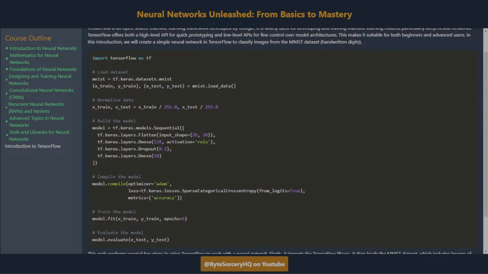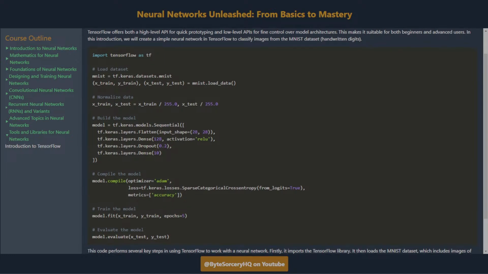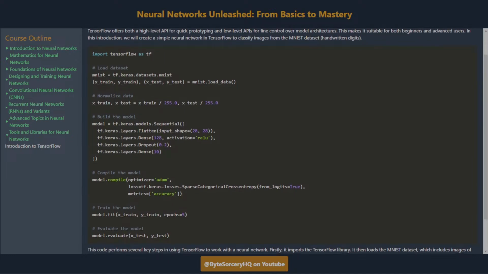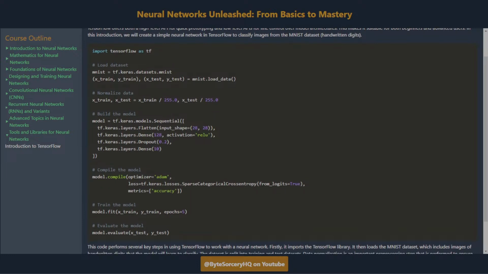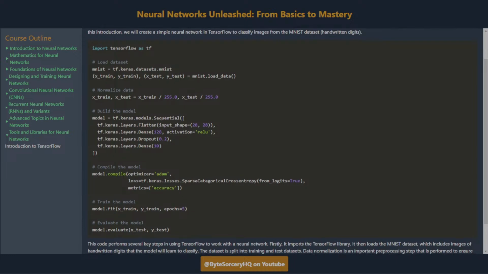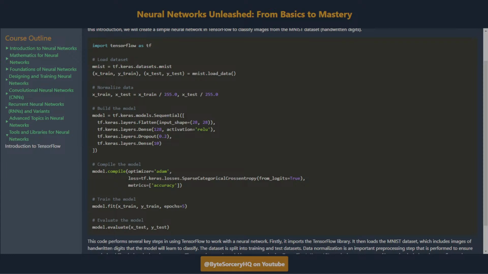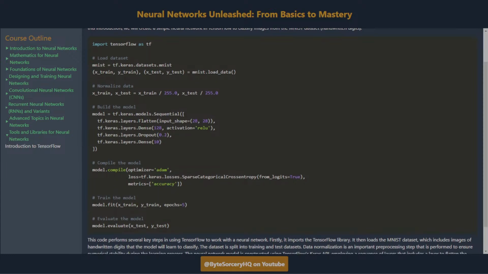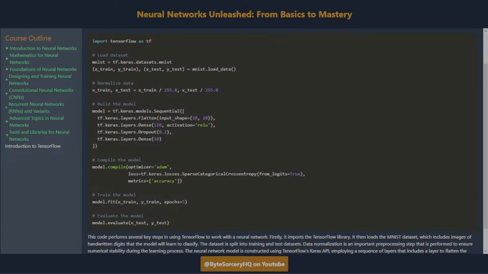This code performs several key steps in using TensorFlow to work with a neural network. Firstly, it imports the TensorFlow library. It then loads the MNIST dataset, which includes images of handwritten digits that the model will learn to classify. The dataset is split into training and test datasets. Data normalization is an important pre-processing step that is performed to ensure numerical stability during the learning process.